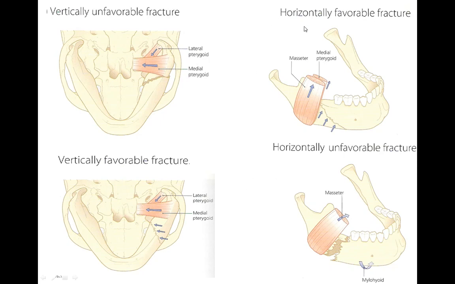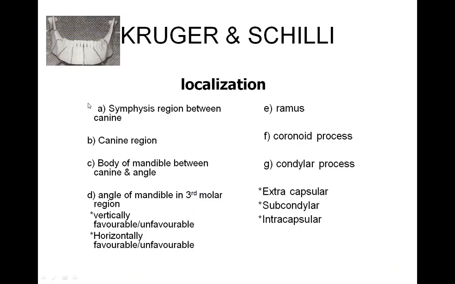The same way, horizontally favorable fracture. This is superior, inferior. Superiorly more anterior, inferiorly more anterior, superiorly more posterior. This masseter and medial pterygoid tend to reduce the fracture segments. We say horizontally favorable type of fractures. Here it separates, we say horizontally unfavorable type of fractures.